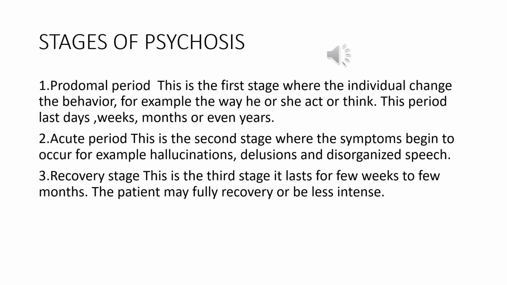We move on to stages of psychosis. We have three stages, that is the prodromal period, acute period, and recovery period. Prodromal period, this is the first stage where the individual changes behavior. For example, the way he or she acts or thinks. This period lasts for days, weeks, months, or even years.